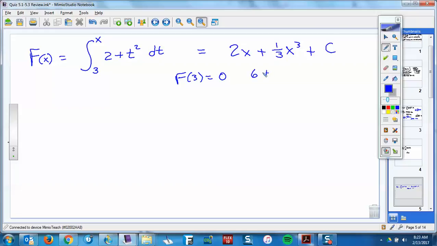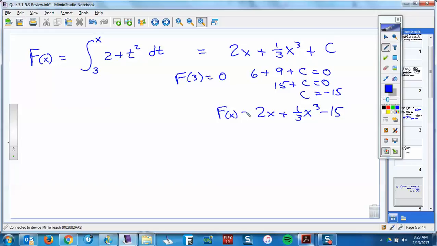So this would be 6 plus 1/3 times 3 cubed, which would be what? 27 times 1/3 is 9. Plus c equals 0. So this would be 15 plus c equals 0. C would equal negative 15. So this would be 2x plus 1/3 x cubed minus 15. That's what big F of x would equal. Are you with me?